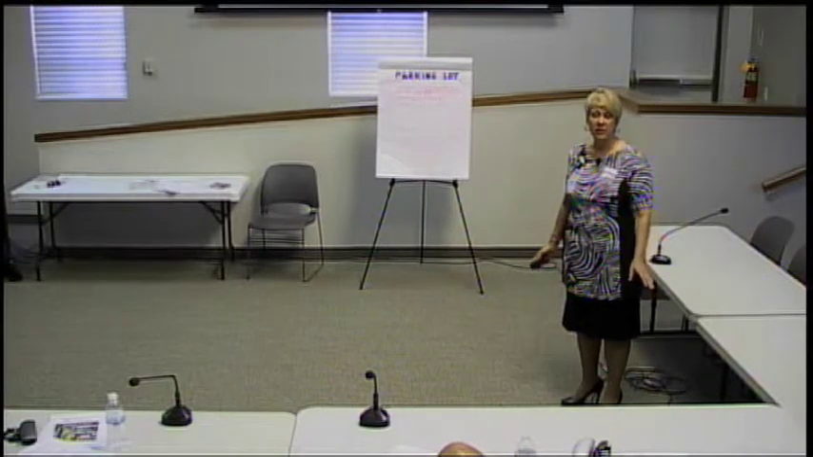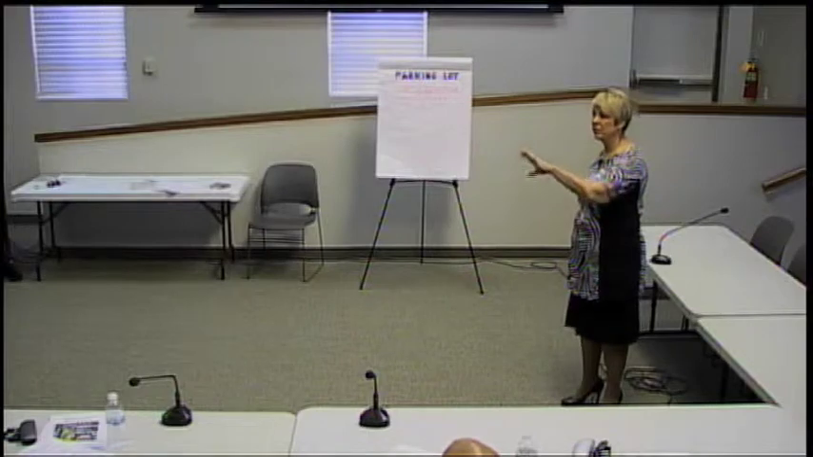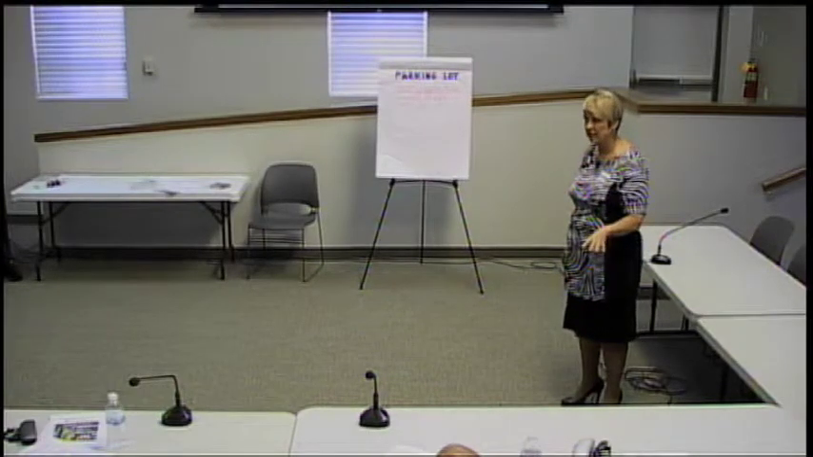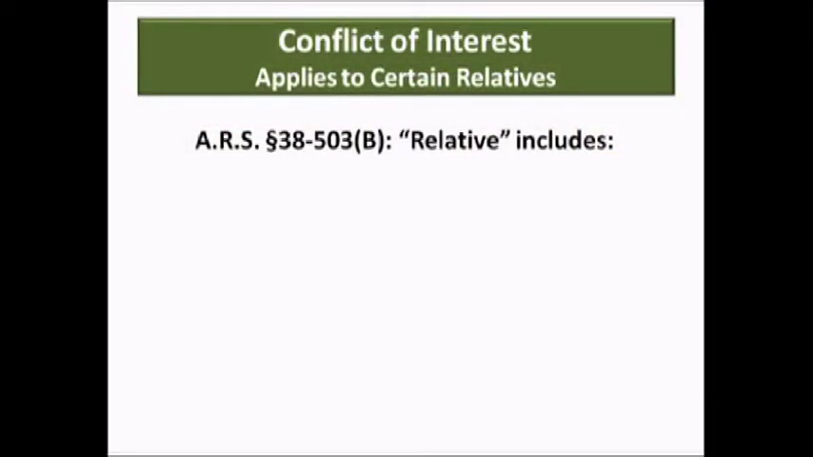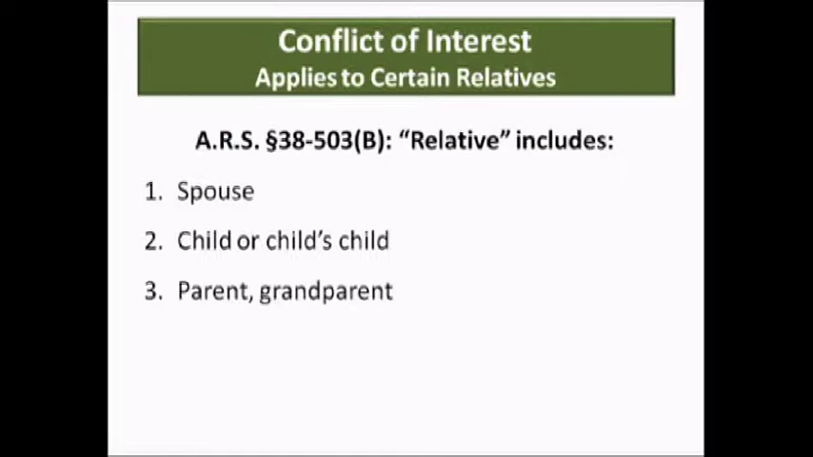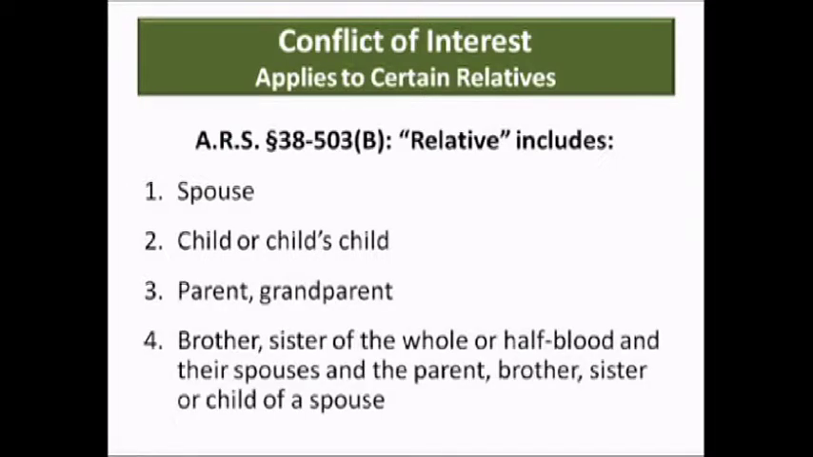In Arizona, conflict of interest is not just for the public officer, it also includes your relatives. And in Arizona, there are four basic types of relative that they refer to. The first one is your spouse. The second is your child, and if your child has children, that would be your children. They go on to say parents, grandparents, as well as brothers, sisters, and their spouses and children. And it doesn't matter if it's full-blooded or half-blooded. Basically, err on the side of being conservative. You know who your family members are, both immediate and extended.